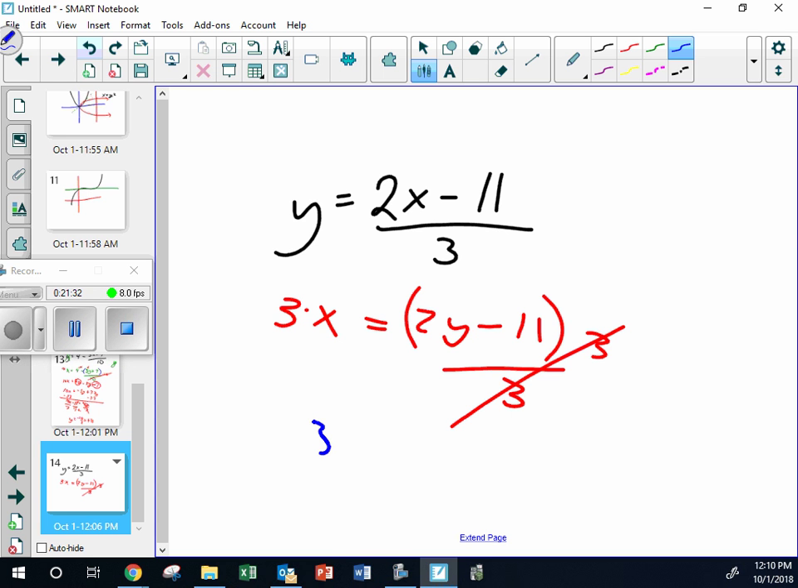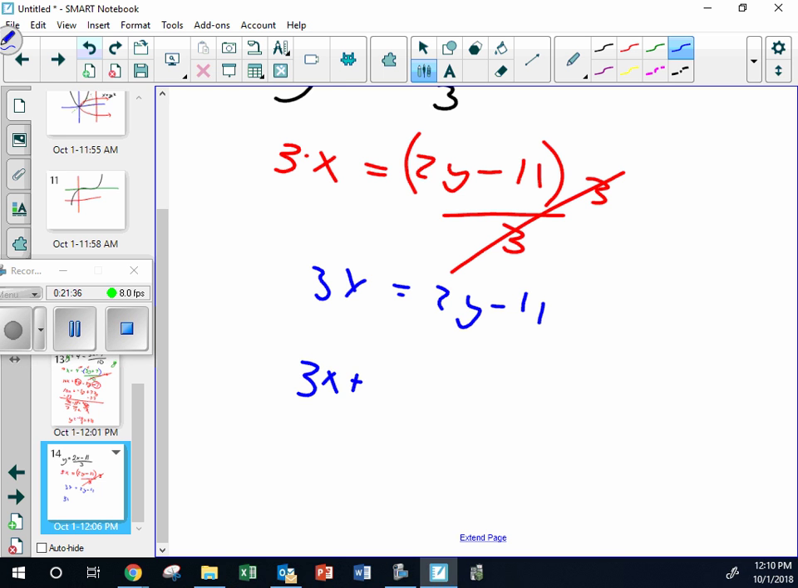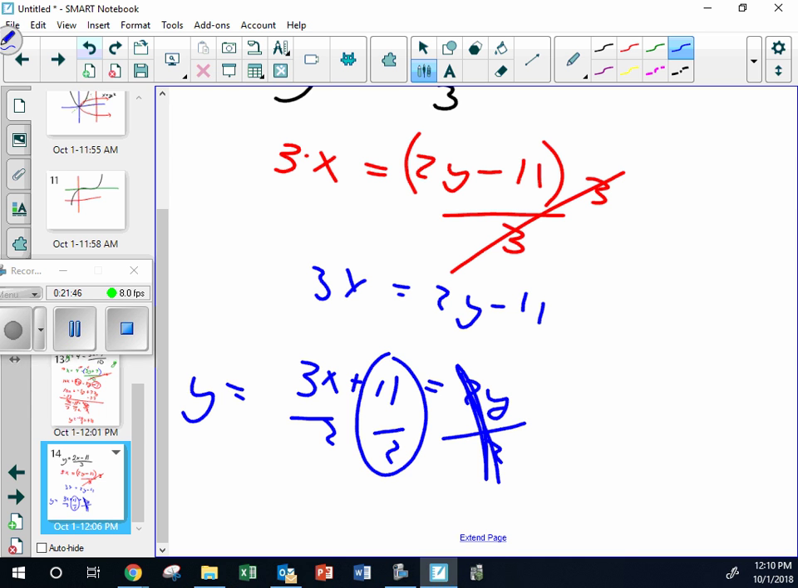So now I got 3x equals 2y minus 11, adding 11 to both sides. 3x plus 11 equals 2y, dividing everything by 2. Notice me doing it separately so I can see the slope. Y equals 3 halves x plus 11 halves. There's the y-intercept, there's the slope, and this thing is a function. I know without even looking at it, because it's only one y equals, so it's got to be a function. So that means the one I started with must have been what kind of a function? One-to-one function.